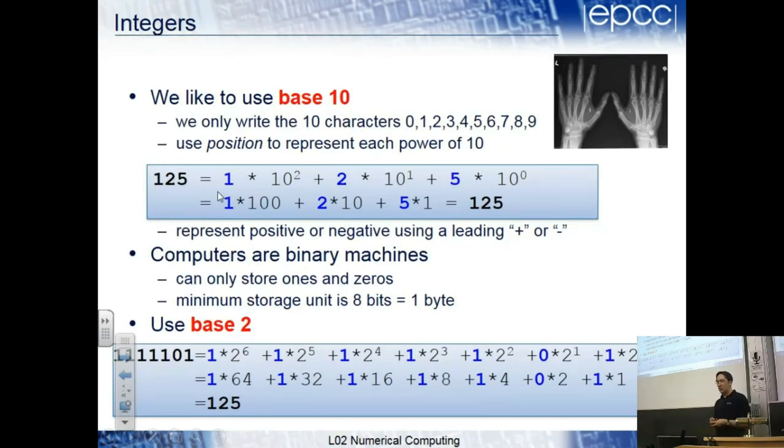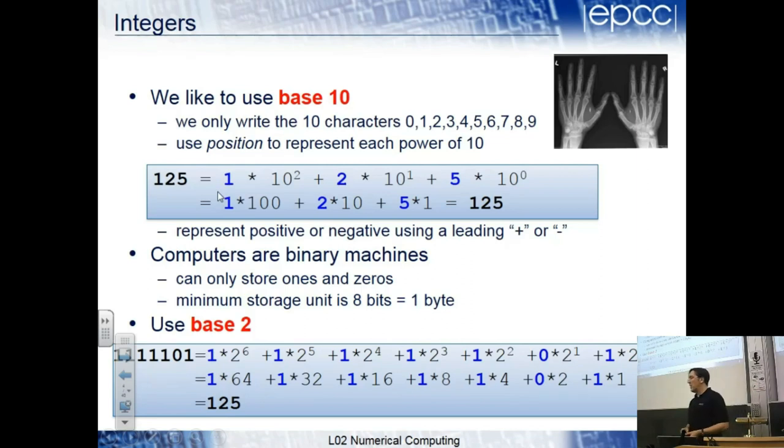The slight confusion with computers, of course, is that they work in binary. We like to use base 10, only because we have 10 fingers. 10 is a very nasty number. If we had 12 fingers, the world would be a lot simpler place. A third would be a nice representable number, but anyway.